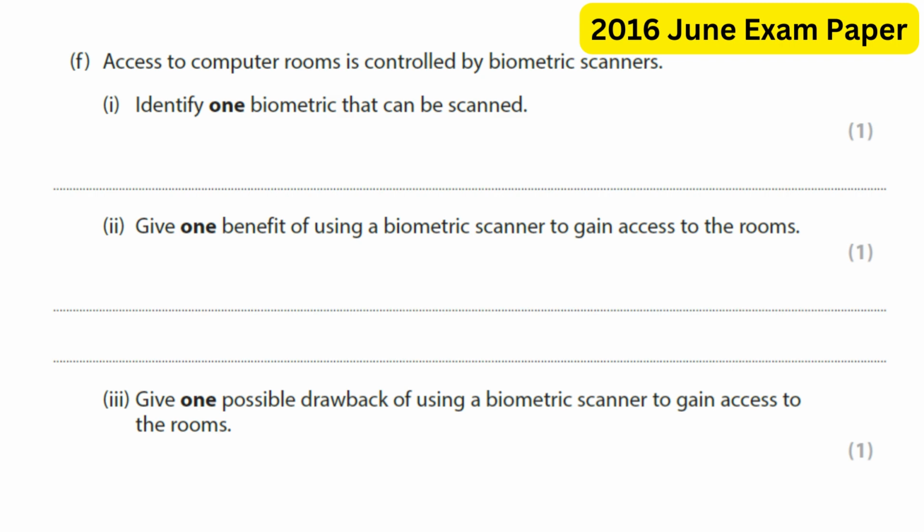The second one, give one benefit of using a biometric scanner to gain access to the rooms. We discussed many advantages, and you need to write one. In the first one, identify one biometric that can be scanned, they gave marks for fingerprint, thumbprint, and everything, but they didn't give marks for finger instead of fingerprint. If you write just finger, then you won't get marks. It has to be fingerprint. Okay. We'll go back again to the second one.